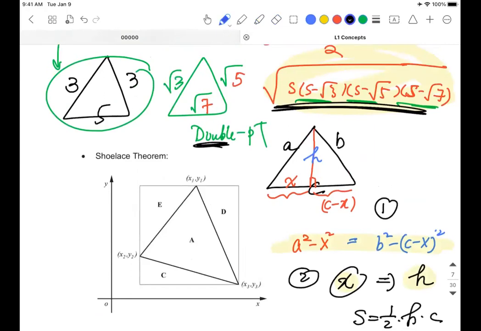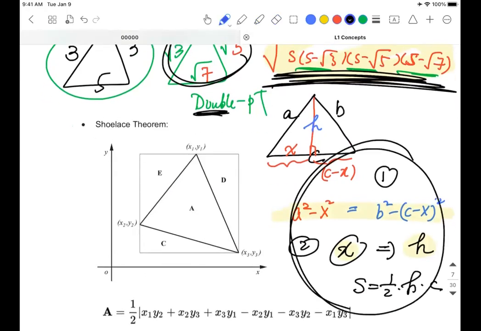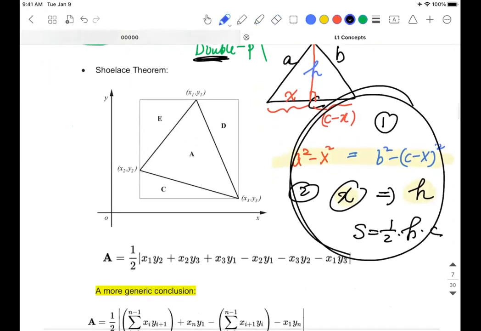As long as you're dealing with some weird numbers, you want to determine the height, you want to determine the area of a triangle, using the double Pythagorean theorem might be easier in terms of calculation rather than Heron's formula. It's up to you. If you are very strong in calculation, you want to do this, that won't be in your way. But generally speaking, we recommend the second way in order to determine the area of a given triangle. All right? So let's continue.